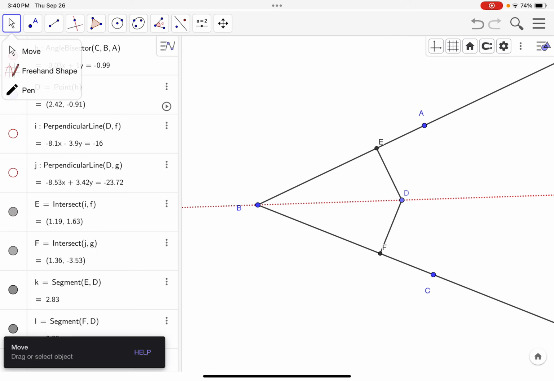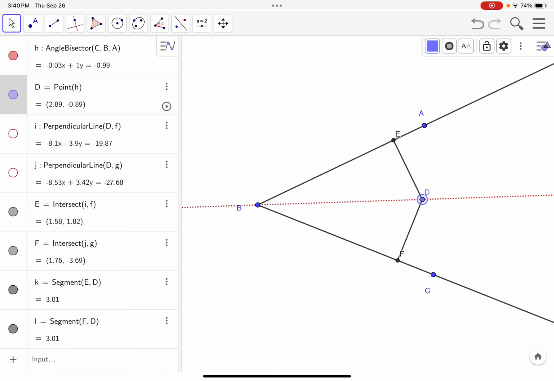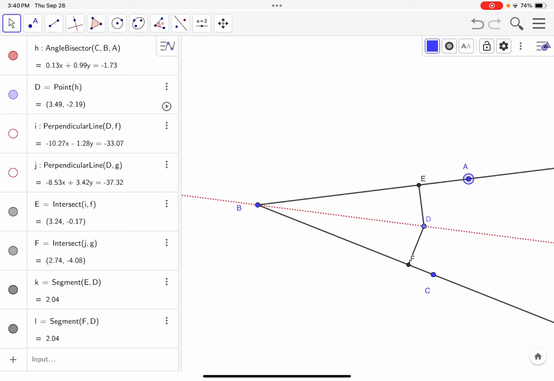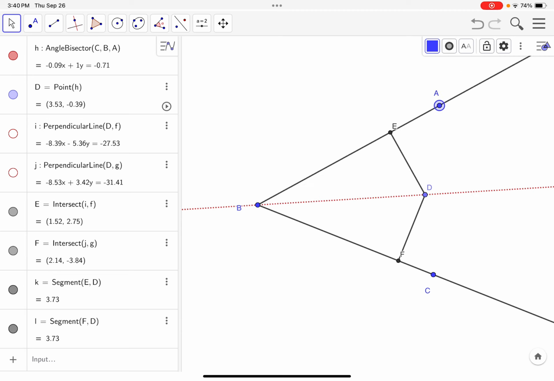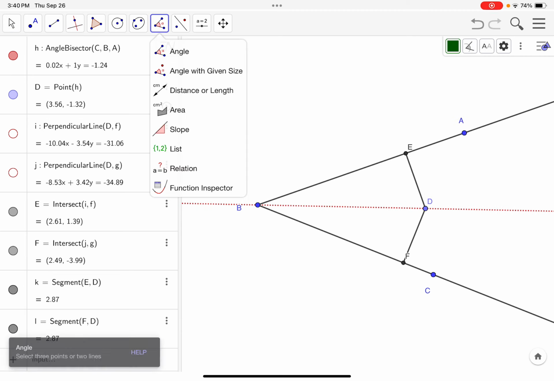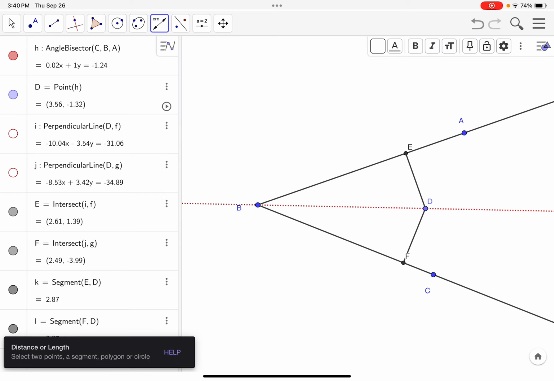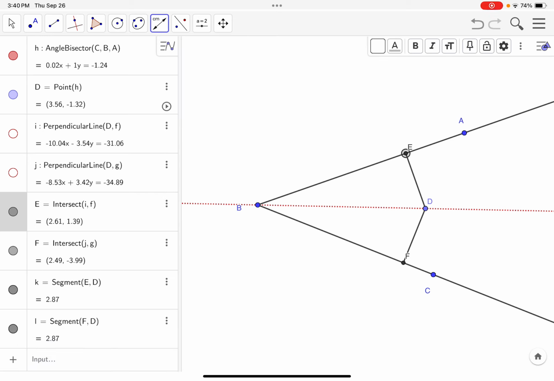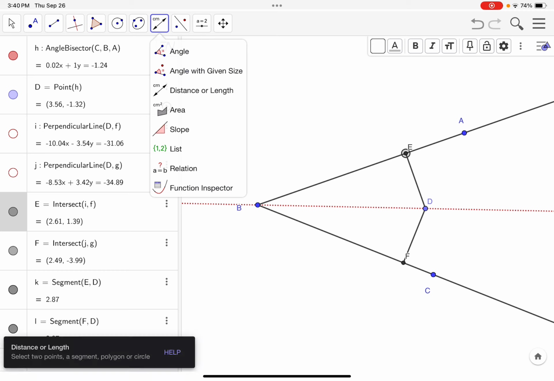And so now we can see that it does indeed look like those two line segments are equal in length. We can actually see them over here on the left. Segments ED and FD are both 2.83 in length. And it doesn't depend, of course, on the size of the angle. Just to make this completely clear, let's go ahead and measure the distance from D to E. Oh, maybe not.